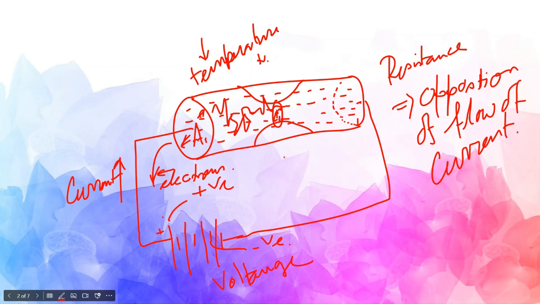And one more part is called length. The more the length, what will happen? The more the resistance. So there is a formula for resistance, called R. Resistance is proportional to the length and inversely proportional to the area.